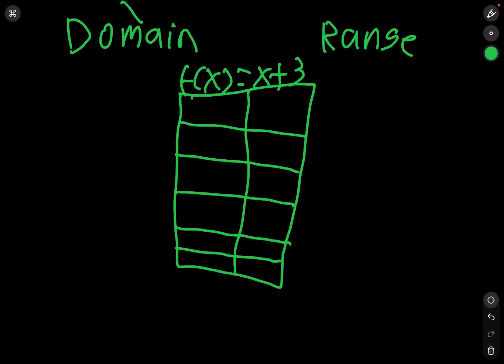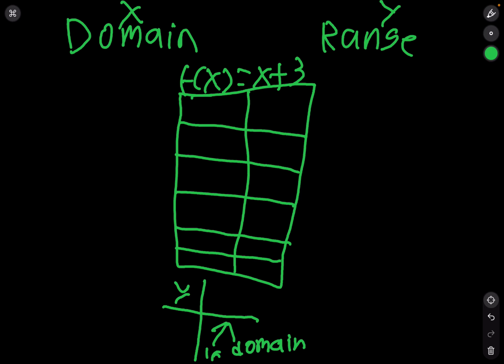What you have to remember for domain and range is that domain is always associated with the x. So it's always associated with the x-axis, and range is always associated with the y-axis. And so what this basically means is that, let's draw a little bar graph here. The x-axis is always the domain, while the y-axis is always the range.